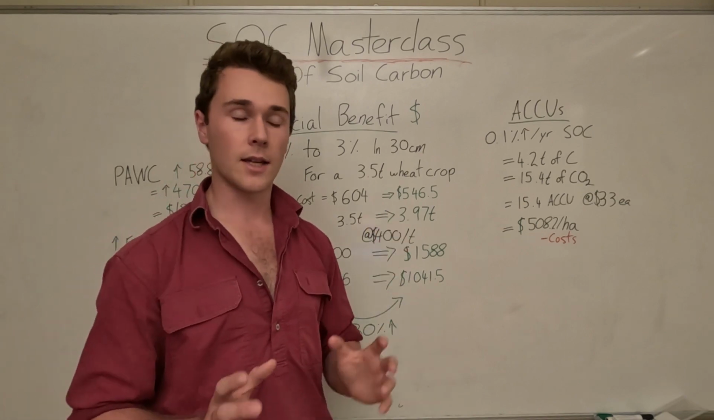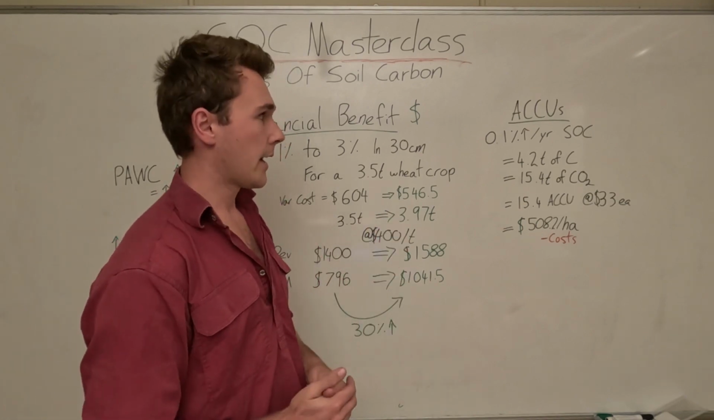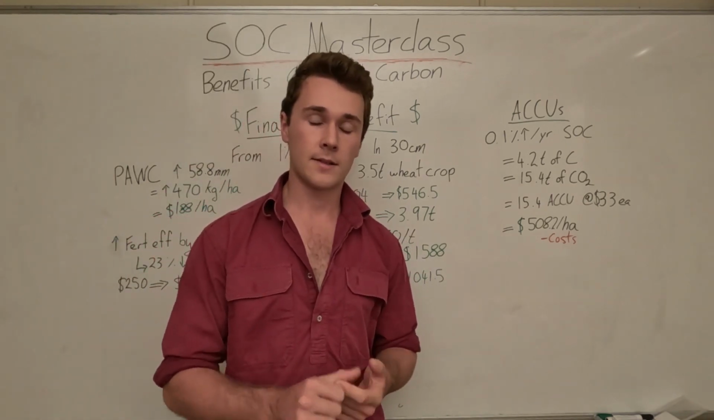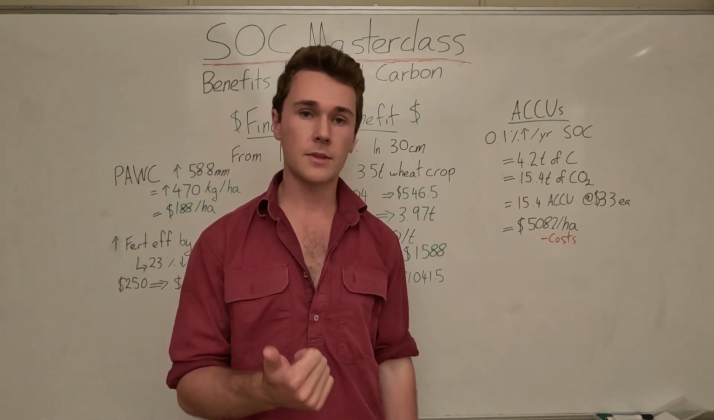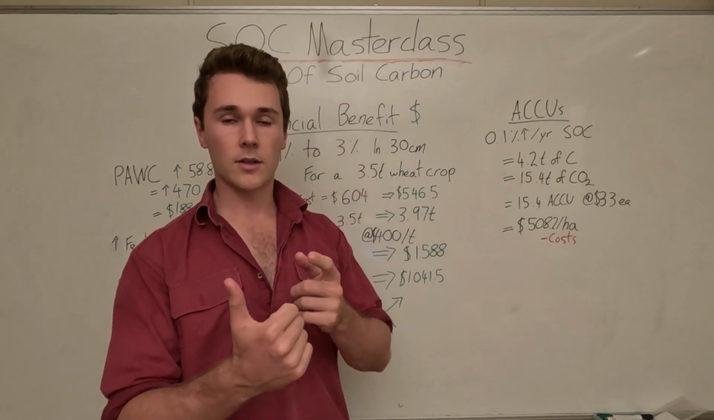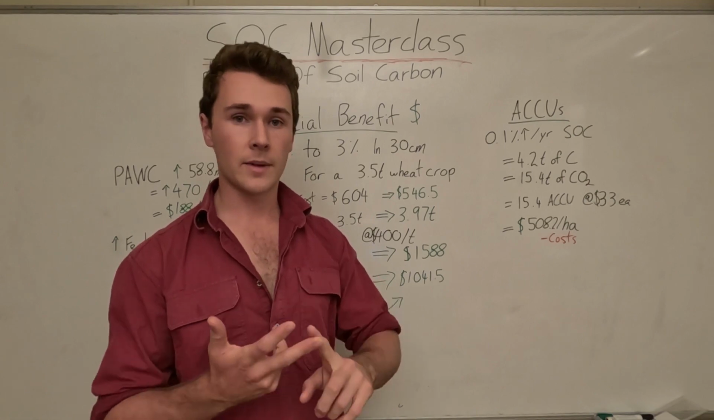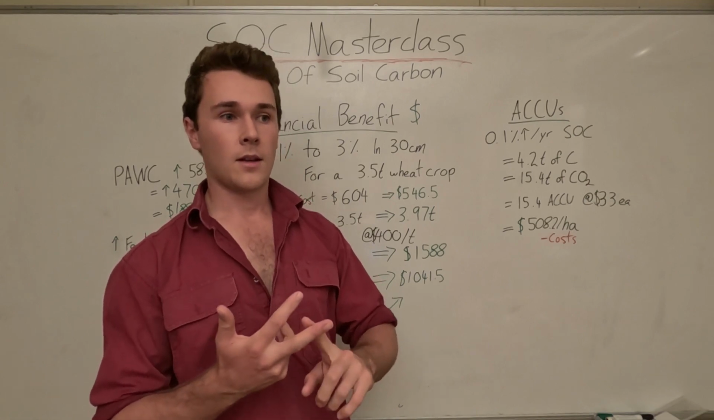Now, I don't know the costs associated with ACCUs. Firstly, if you're going to be doing this in a cropping situation, the best way to do that is cover crops. So with cover crops, you've got to buy the seed. That might cost $40 a hectare. You've got to sow them. You need to terminate the cover crop.